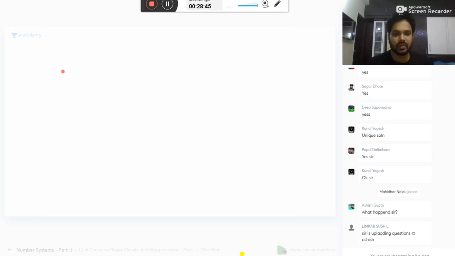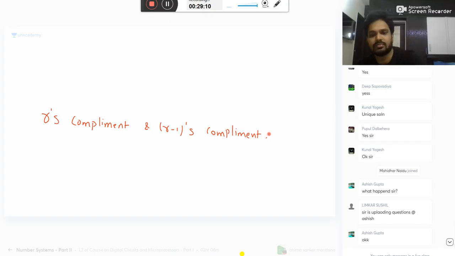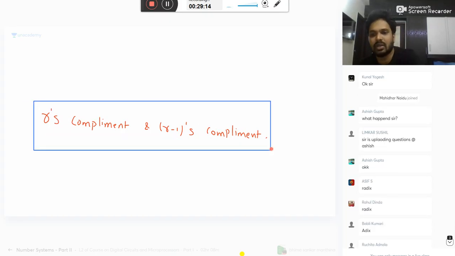So the next topic we are going to discuss in this number systems part is R's complement and R minus 1's complement. Here, what is R? Yeah, radix or base of the number system.